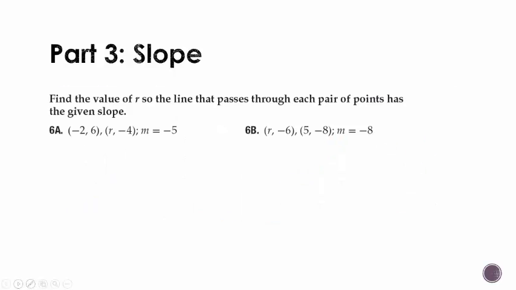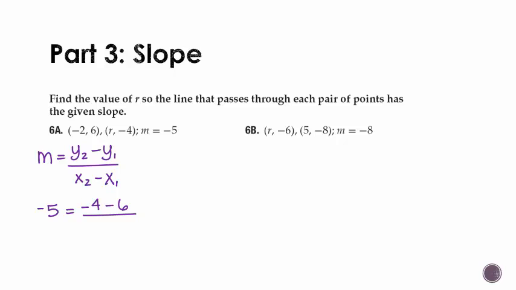So let's go backwards. If I tell you what the slope is, you should be able to fill in this other part of a point. So for this, remember the slope formula, y2 minus y1 over x2 minus x1, and just plug stuff in. I know slope is -5. My second y value is -4. My first y value is 6. Divided by my second x value, which I don't know, so let's put the r, minus my first one, which is a -2. So just like any other time, let's simplify this.